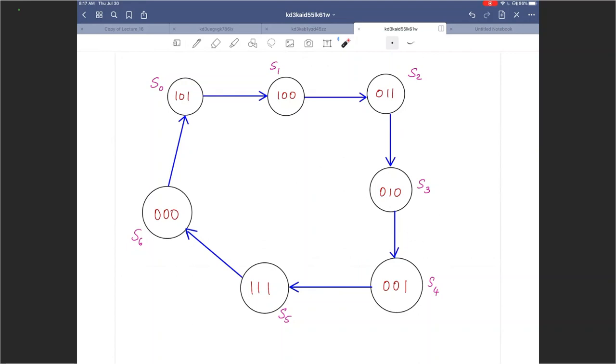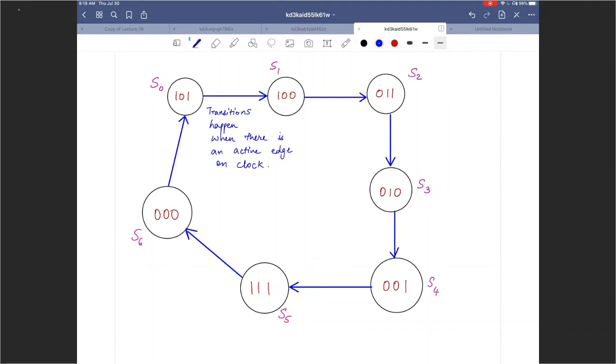And when does it transition from one state to the other? Well, when you have the active clock edge, right? So transitions happen when there is an active edge on clock.